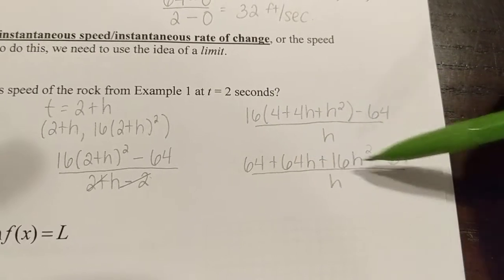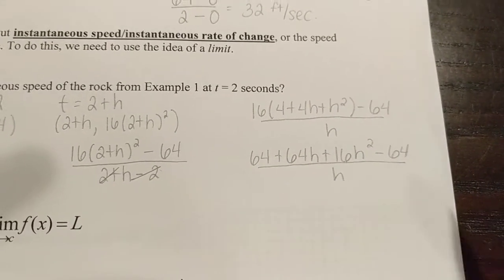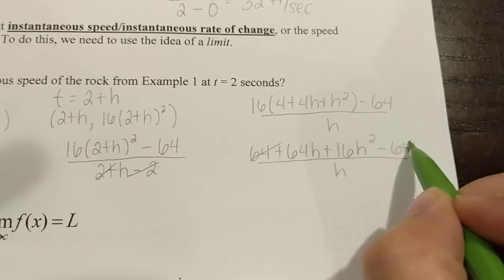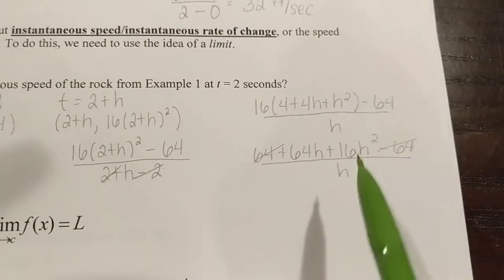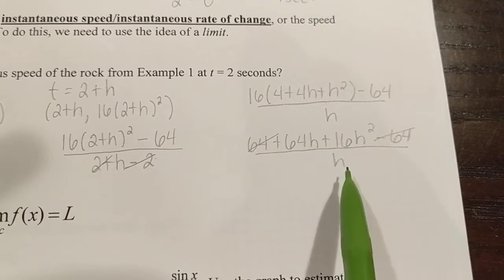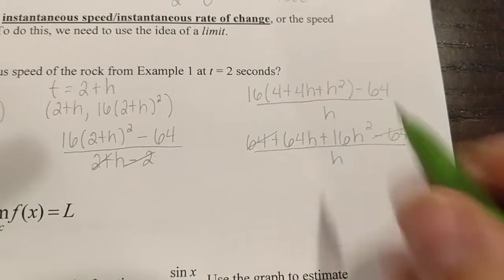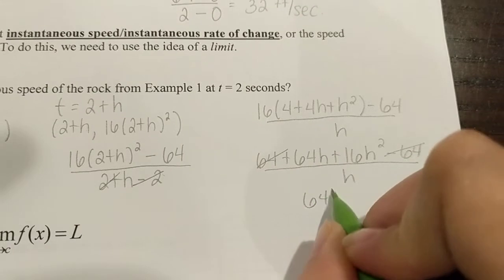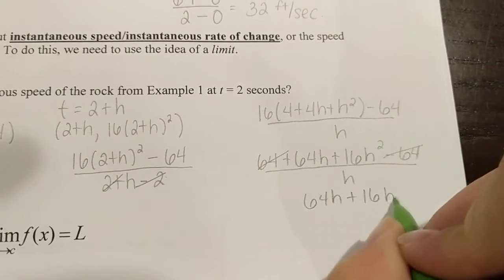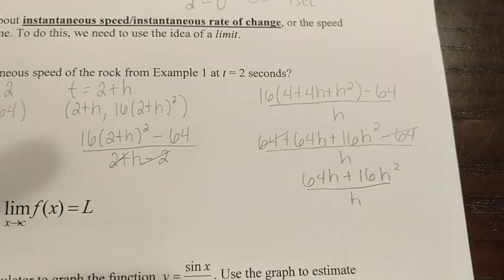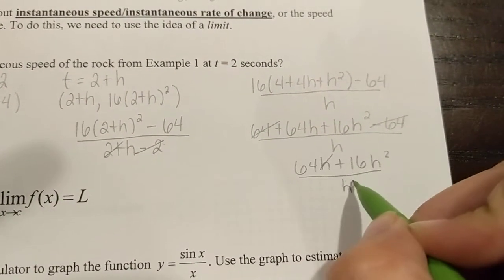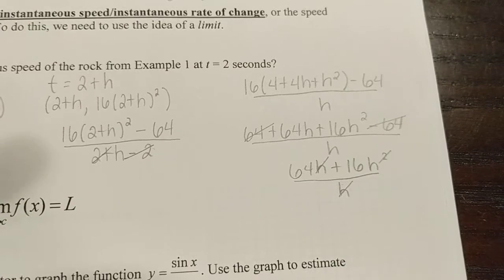use the distributive property. And so now at this point I can see these 64s cancel out. And then with the 64s canceling out, now I'm left with just this part, 64h plus 16h squared all over h. Everything's got an h in it, so I'm going to go ahead and take an h out of every term.